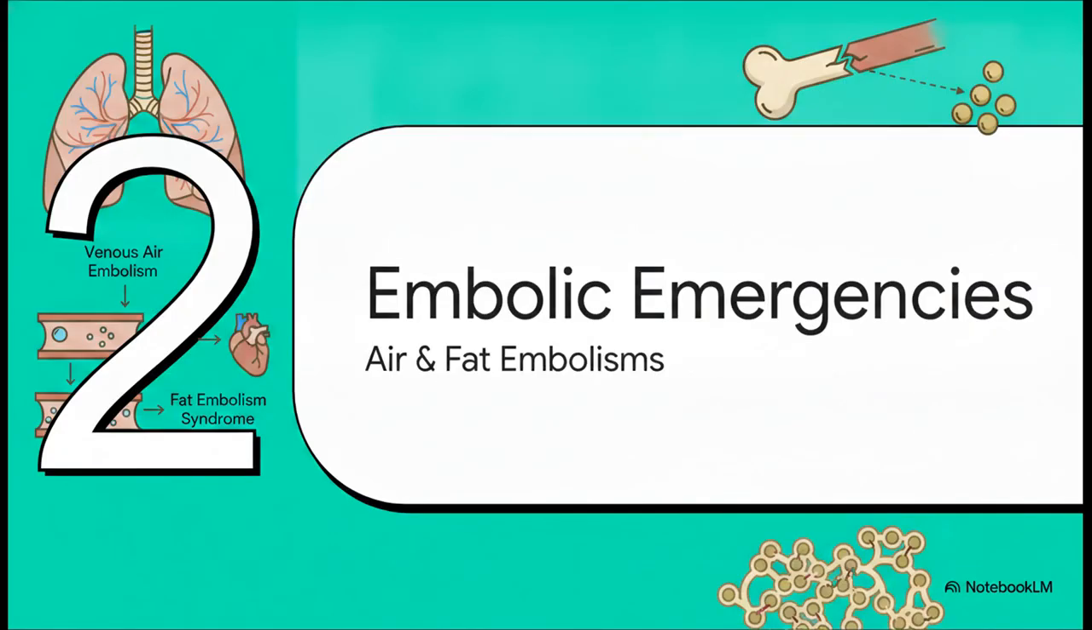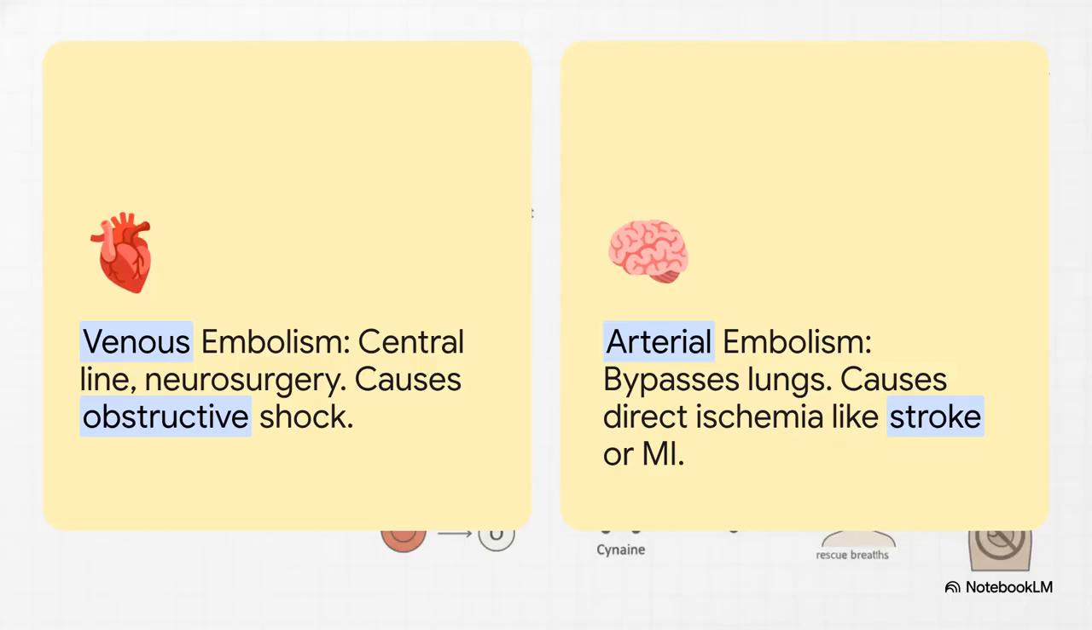Section 2. Embolic emergencies, air and fat. You need to sharply separate venous and arterial air embolisms. Venous air embolisms happen after central line manipulation, neurosurgery, trauma, or positive pressure barotrauma. Small bubbles, they just diffuse. But large volumes, they lodge right in the right ventricle, blocking the outflow tract. This triggers sudden respiratory distress, severe hypoxemia, obstructive shock, and even cardiac arrest.